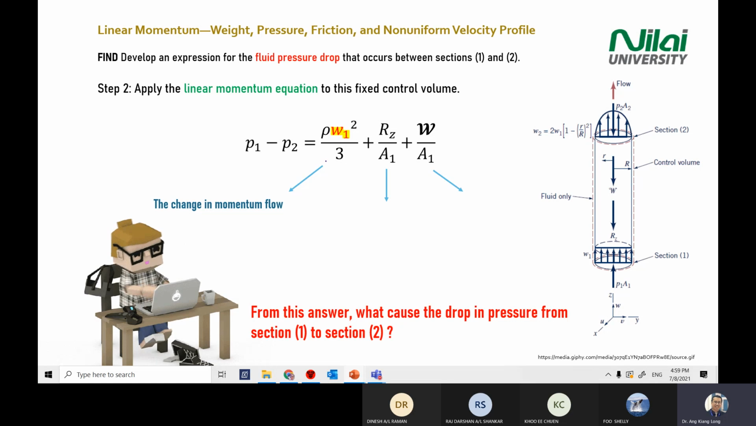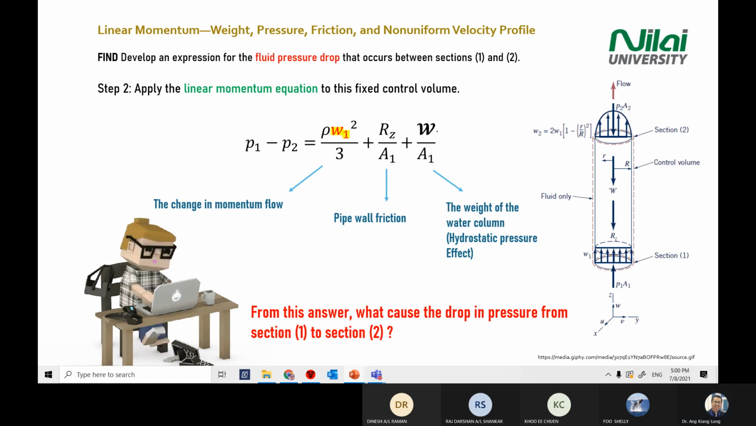So I just put a side note for you. At the end, you'll get this form: P1 minus P2 equal to this form plus this form plus this form. So the first one is about momentum flow. The second one is because of the friction, wall friction, RZ. The third one is because of the water weight, or we call it hydrostatic pressure.